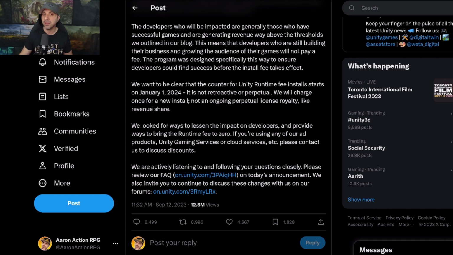This means the developers who are still building their business and growing their audience of their games will not pay a fee. The program was designed specifically this way to ensure developers could find success before their install fee takes effect. Ugh, install fee. We want to be clear that the counter of the Unity runtime fee installs start on January 1st, 2024 and is not retroactive or perpetual. We will charge once for a new install, not an ongoing perpetual license royalty like revenue share. We look for ways to lessen the impact on developers and provide ways to bring the runtime fee to zero if you're using any of our products, Unity gaming services or cloud services, etc. Please contact to discuss discounts.